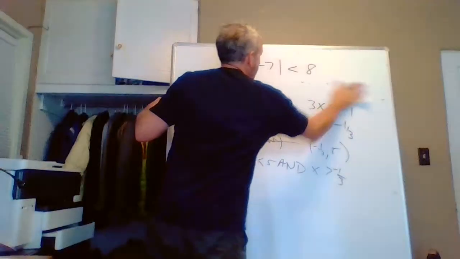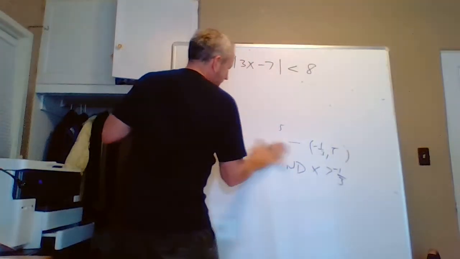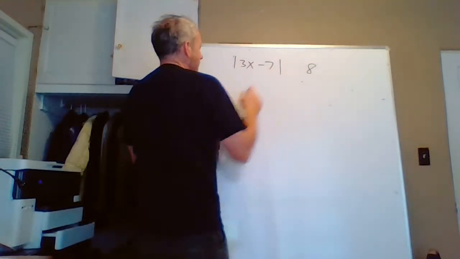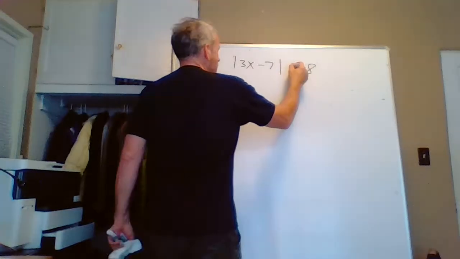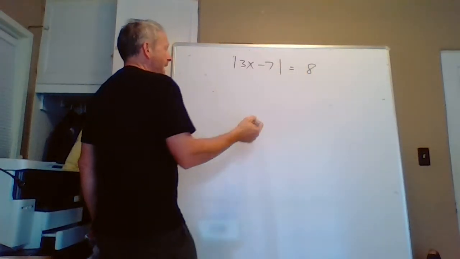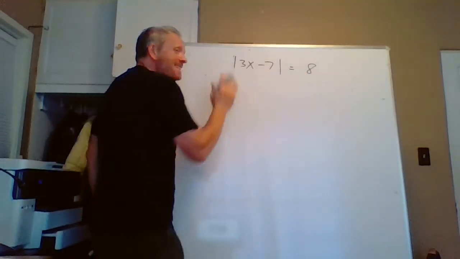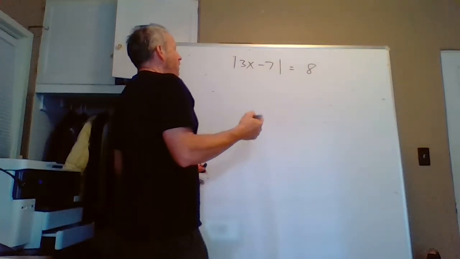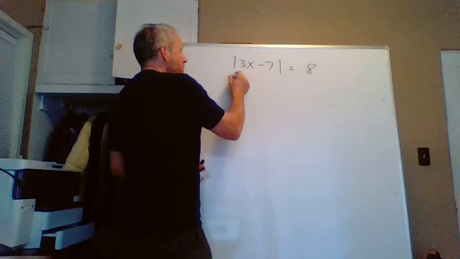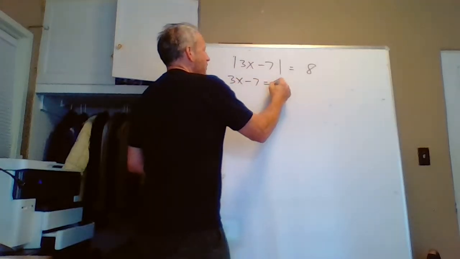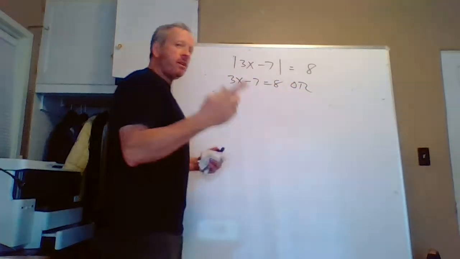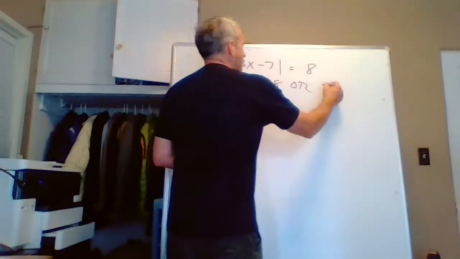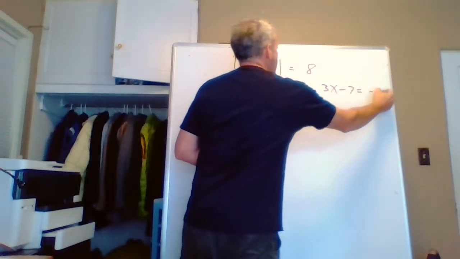Now, let's suppose that instead of a less than, suppose this was equal to. Well, that would mean that whatever's in here is at a distance from 0 of 8. If you are at a distance of 8 from 0, it means you would either equal 8, no surprise there, or there's another option. You could be sitting at negative 8. So 3x minus 7 equals negative 8.